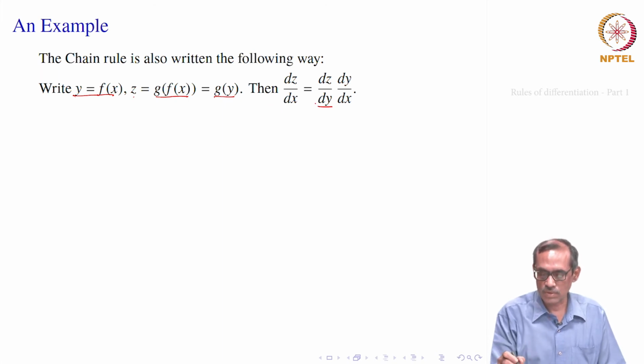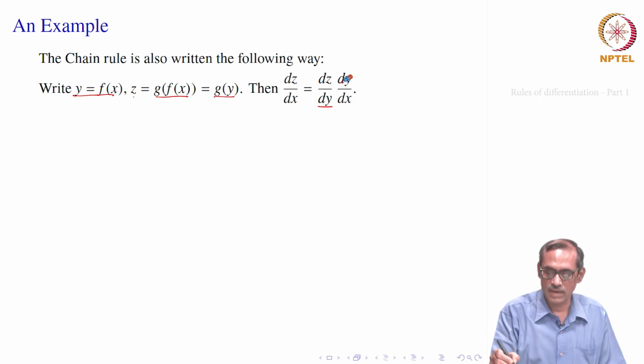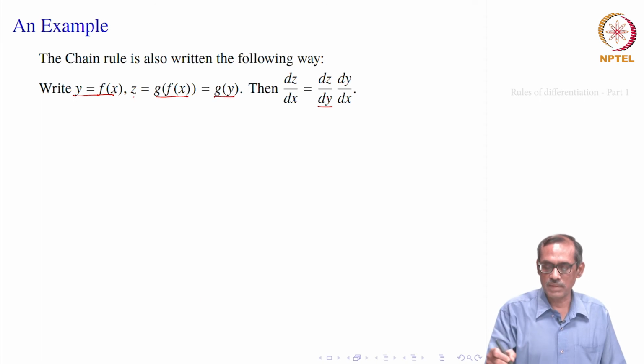So, this is easier to remember this way, as if these two are being cancelled, but they are not. Remember that they are not cancelled. There is nothing called cancellation now, because it is just a notation dz by dy. It is not the ratio of dz with dy. It is one entity, dz by dy. It is not a ratio of dz and dy, but it behaves in the chain rule as if they are ratios. So, that helps us remember the formula.